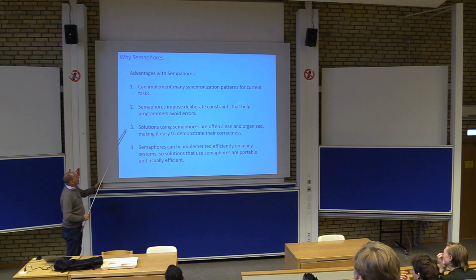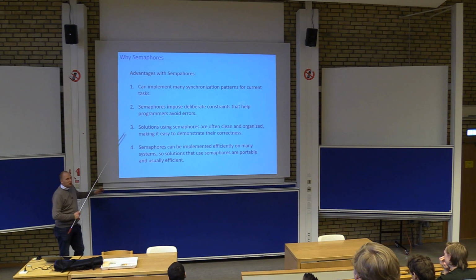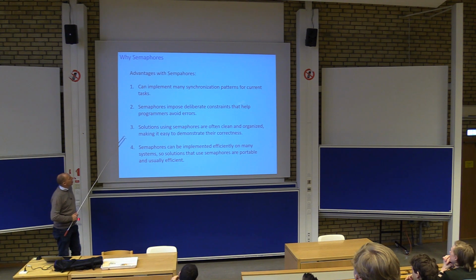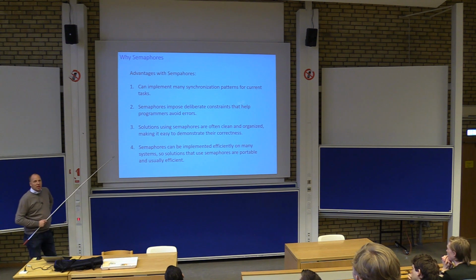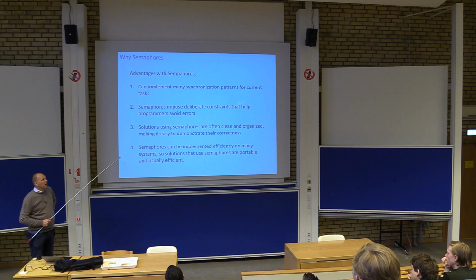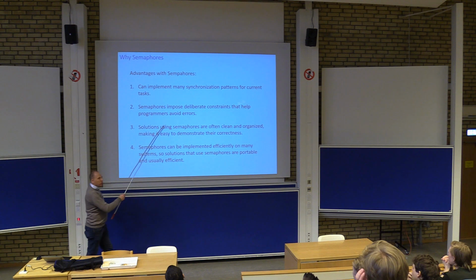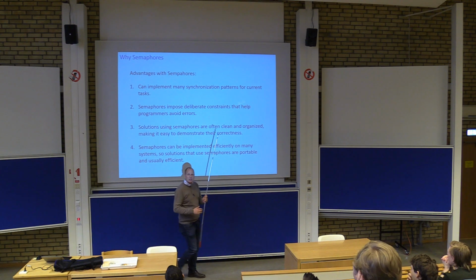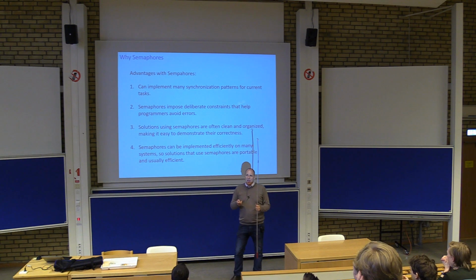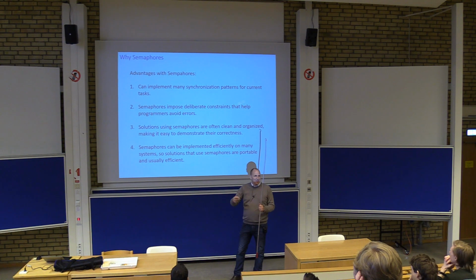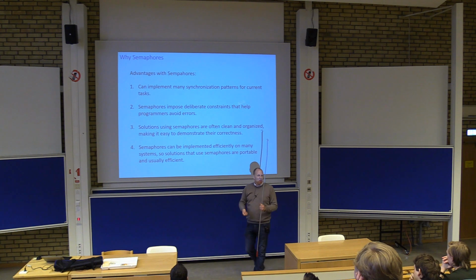And it has a couple of constraints. For example, you can't read the value of the semaphore, which helps the programmer to avoid making programming errors. A reason why you can't read the value of a semaphore is of course that if you read it at some point in time, that value might have been changed later on, right? So you can never trust the value of the semaphore.